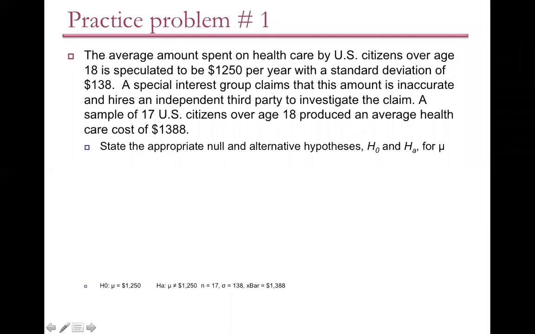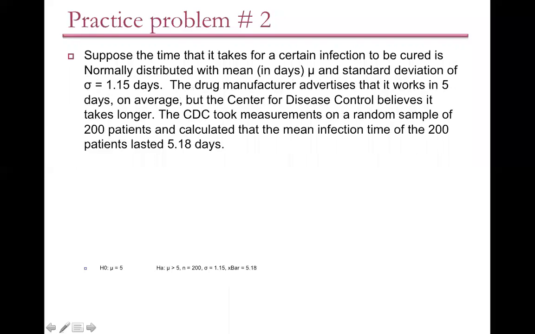Yes. Okay, so H naught, mu is 1250. HA, it's not 1250. We don't know if it's bigger than or less than. N is 17, standard deviation is 138. X bar is 1388. That's all data that's given and we can translate that. Okay?